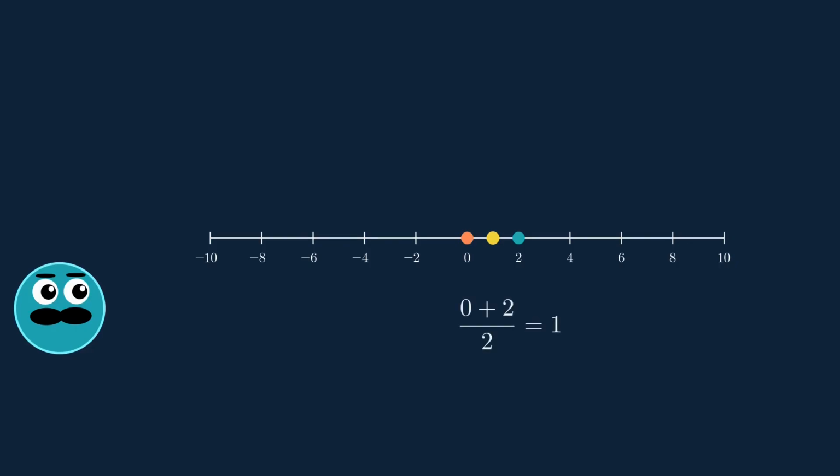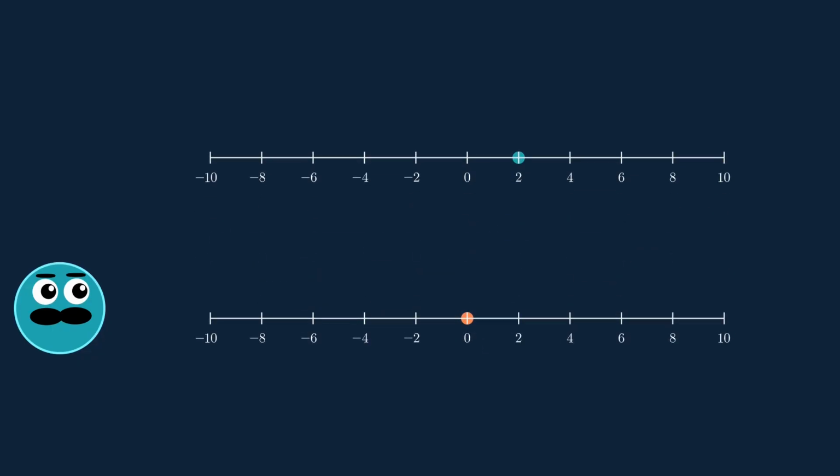The average distance is 1. So after one step, the average distance has not changed. But now take one more step. From 2 we can go to 1 or 3. From 0 we can go to 1 or -1. So the possible distances are 1, 3, 1, 1. And the average is 1.5. Now it increased. So the worker does not suddenly prefer one direction.